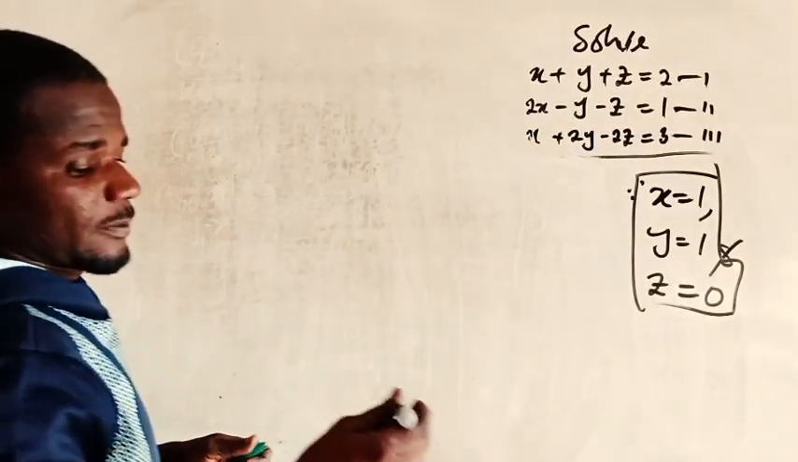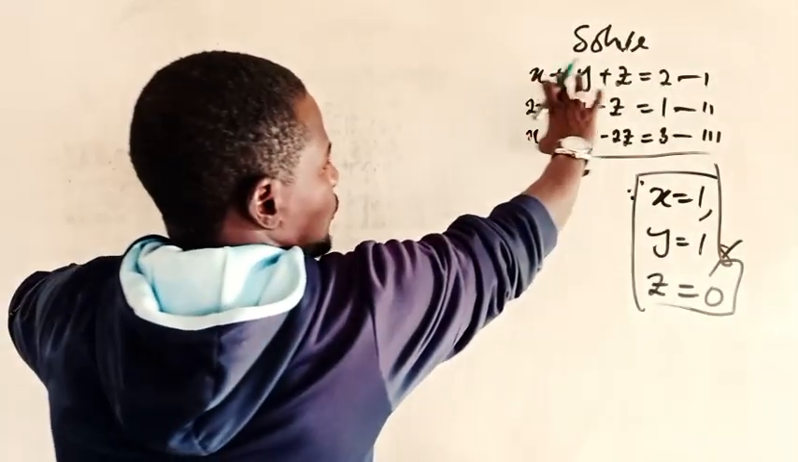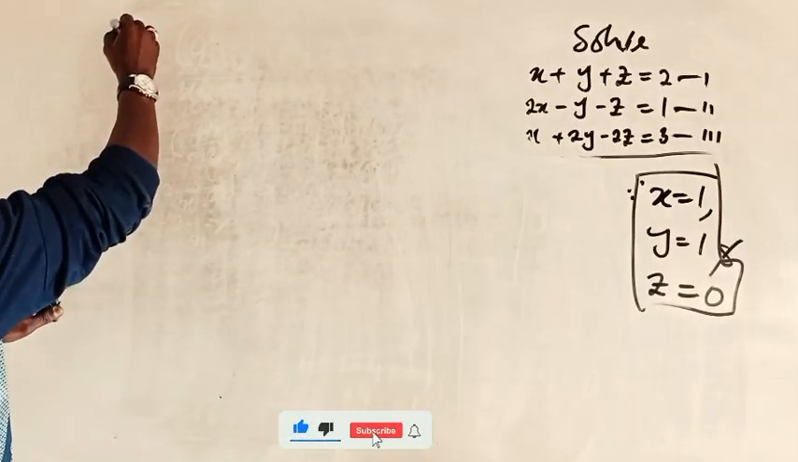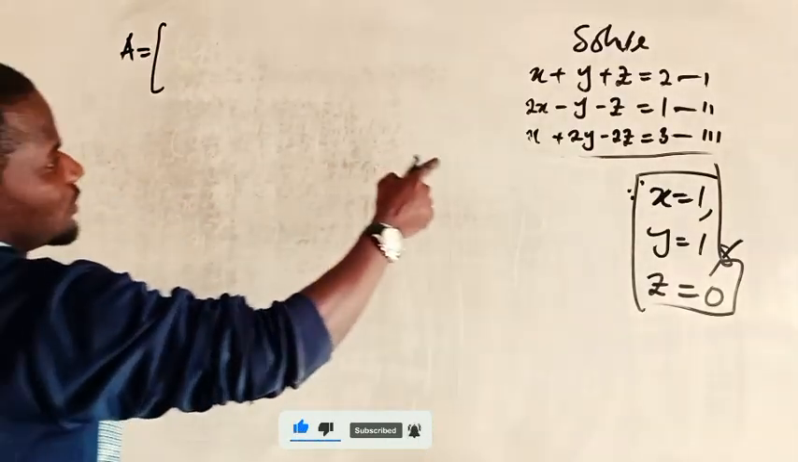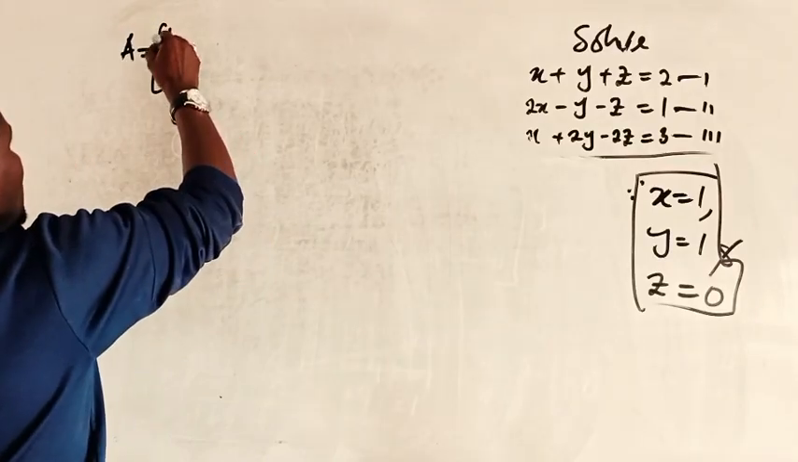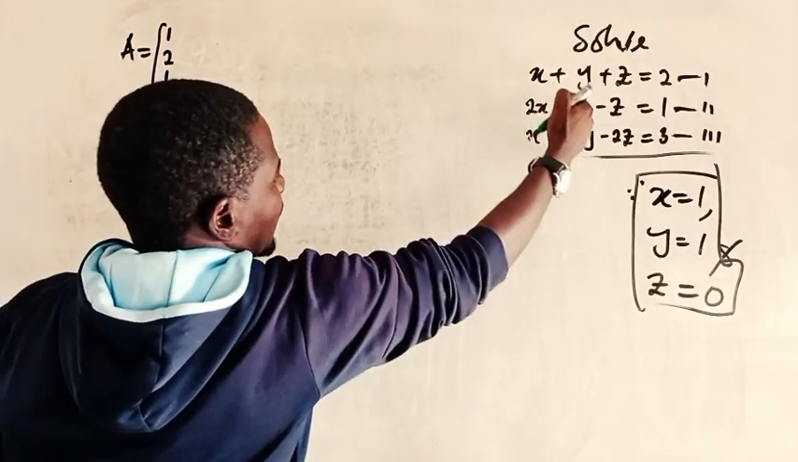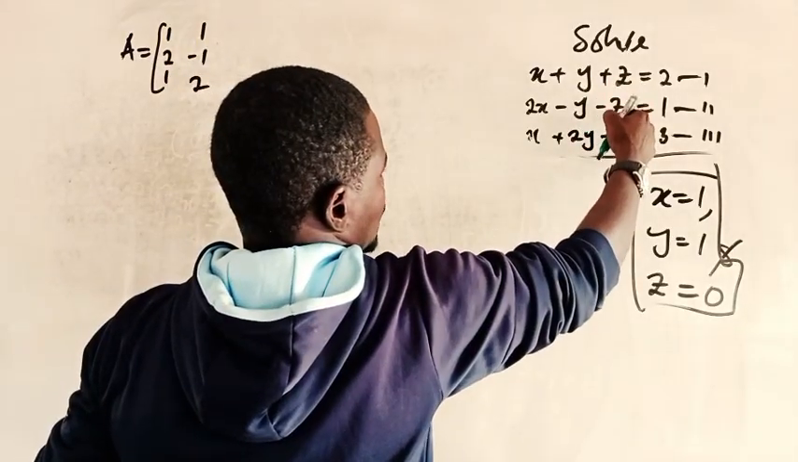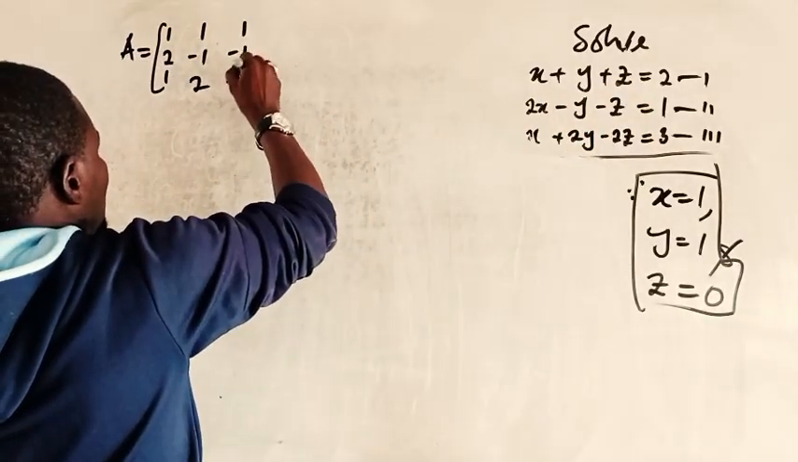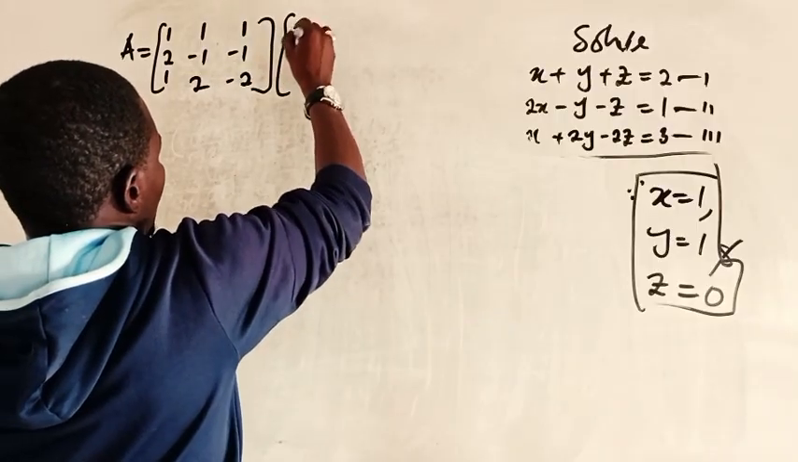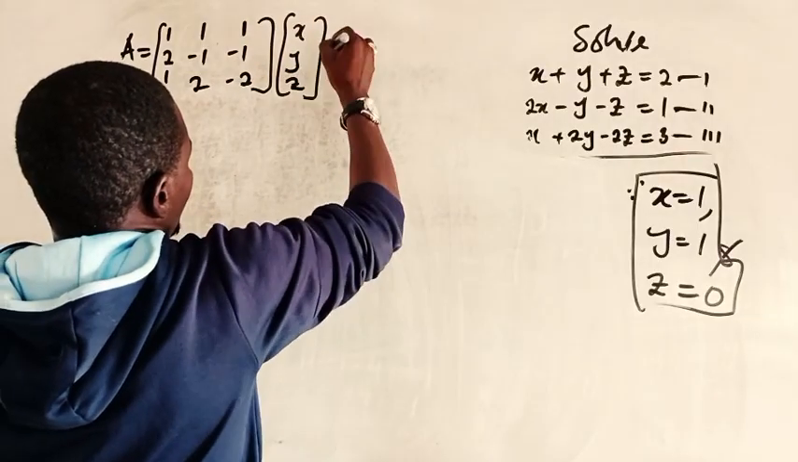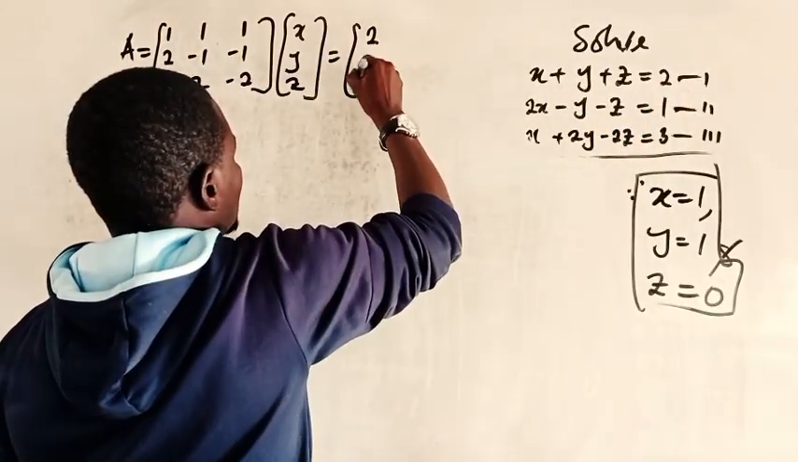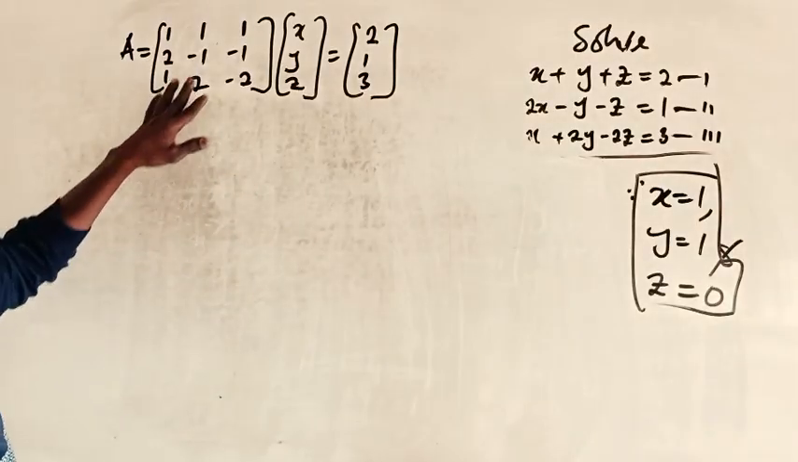The other method I'm going to use is Cramer's Rule. Having these equations, I'm going to form a matrix A that contains these equations. So we have matrix A as a 3 by 3 matrix: 1, 2, 1; then 1, minus 1, 2; then 1, minus 1, minus 2. Then we have x, y, z, equals the values 2, 1, 3. Now let me find the determinant.